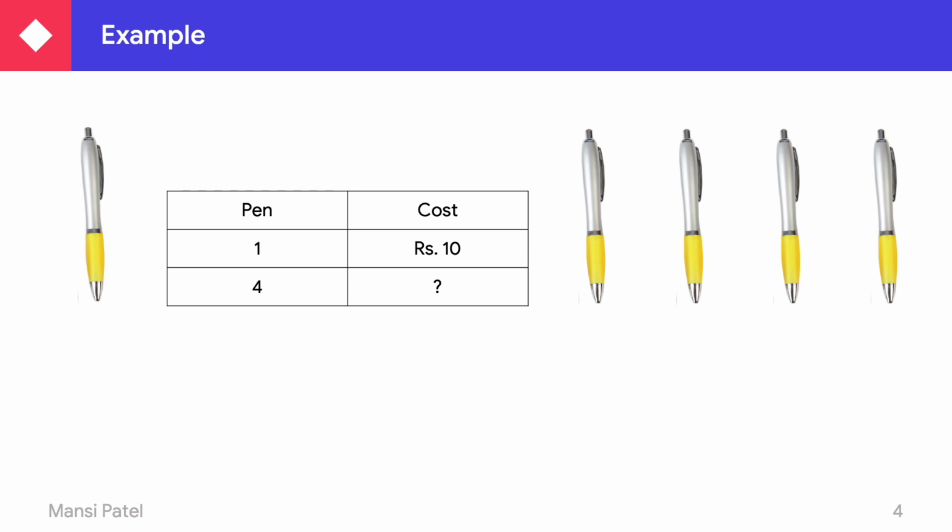Now we can say the cost of one pen is rupees 10. So what is the cost of four pens? Is equal to question mark. Now in the unitary method, you have to do cross multiplication. Cross multiplication means you multiply the numbers which are written in the cross. So here we have to multiply 4 and 10, and the number which is remaining, you have to write in the division.